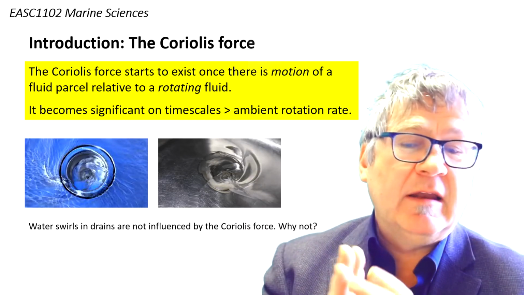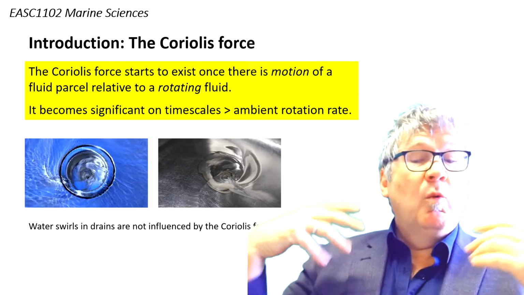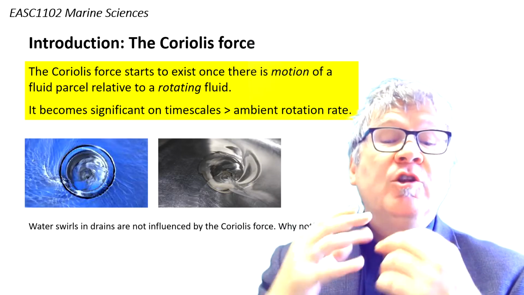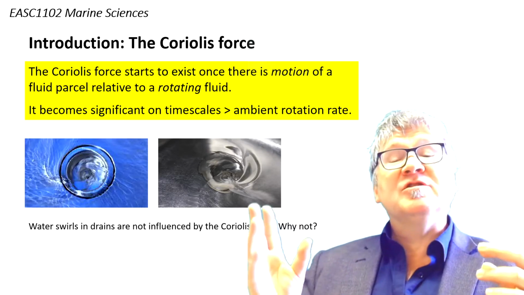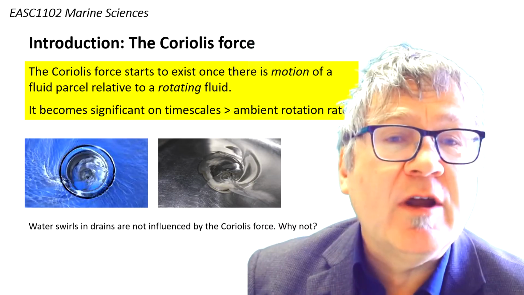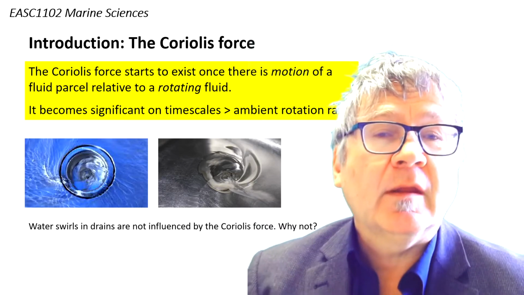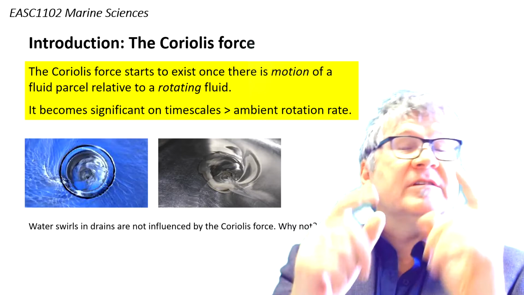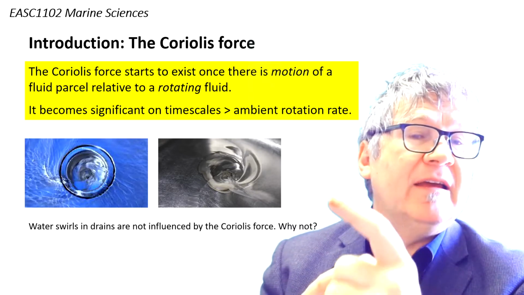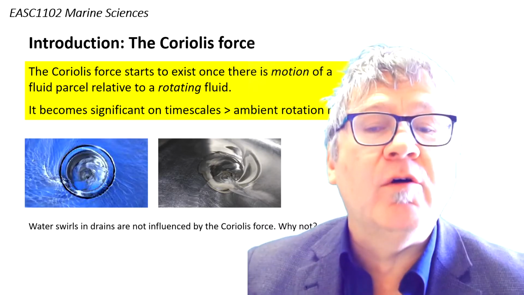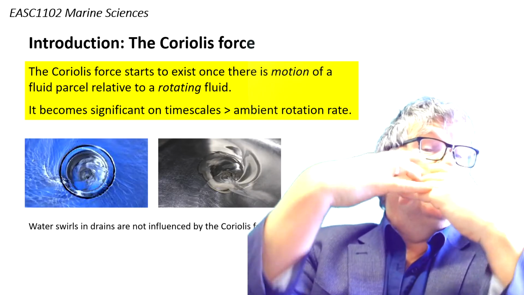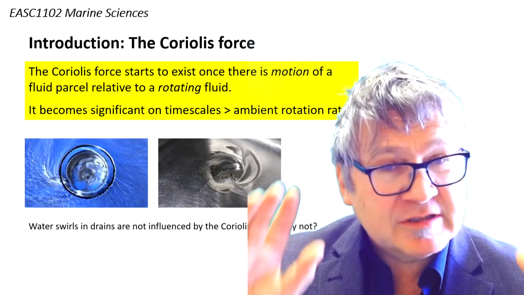What does that mean? Okay, look at these pictures. Water swirls and drains are not influenced by the Coriolis force. Why not? What's the ambient rotation rate on Earth? How long does it take for the Earth to rotate once around its axis? It's 24 hours.